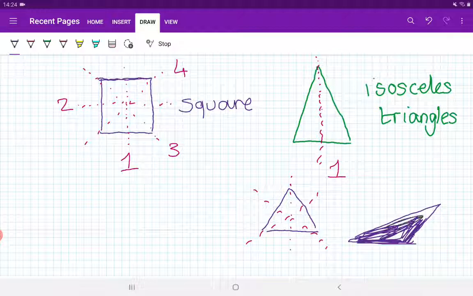Does this one have any lines of symmetry? Is there any way we can fold it in half? It looks like there would maybe be one kind of down here, but then if we look at it a wee bit more closely, this side here is a lot smaller than that side there, so it doesn't have any lines of symmetry. So some shapes will and some shapes won't.